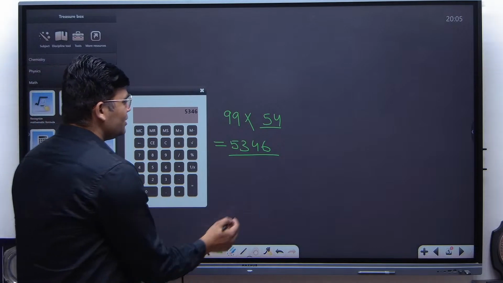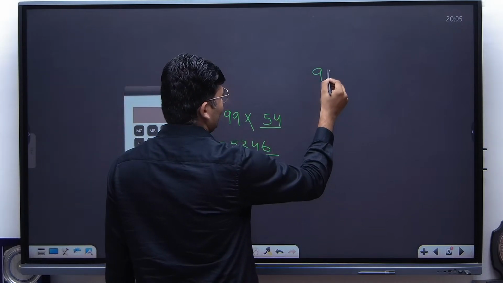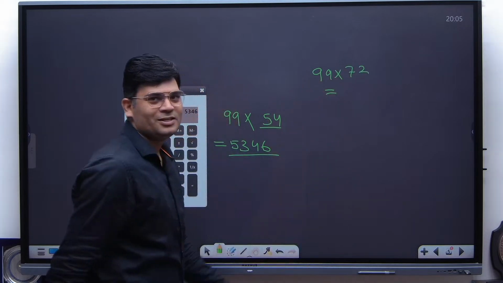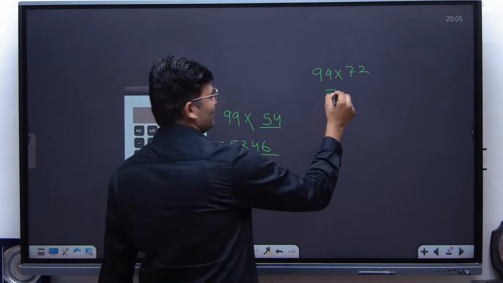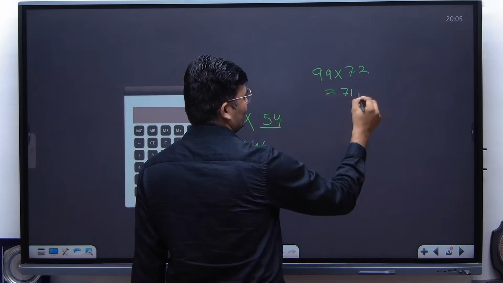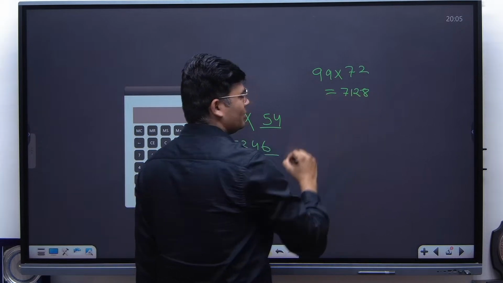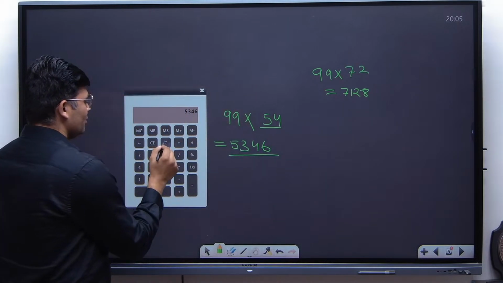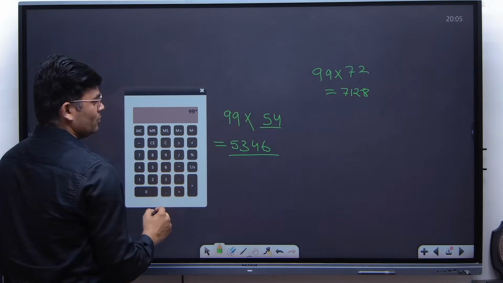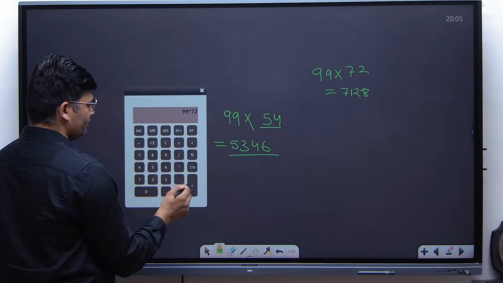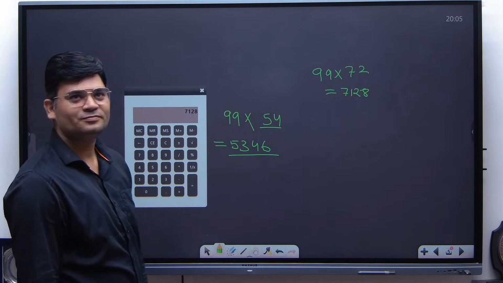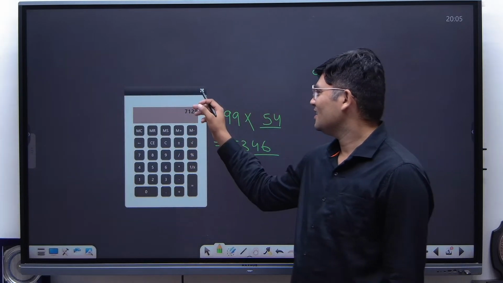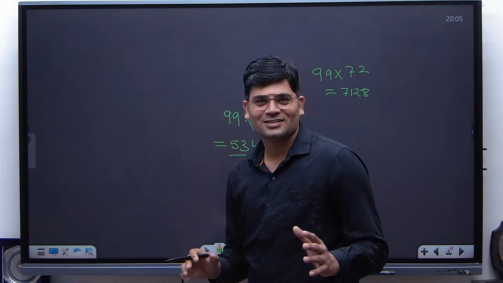Now this is the trick you are learning, but I will make you understand the concept as well. Suppose 99 into 72. Tell me, instead of 72, what should I write? 71. And the next two digits are going to be 28. Alright, let us check it out. So 99 into 72. See this? 7128. Nice. Now you have the confidence.